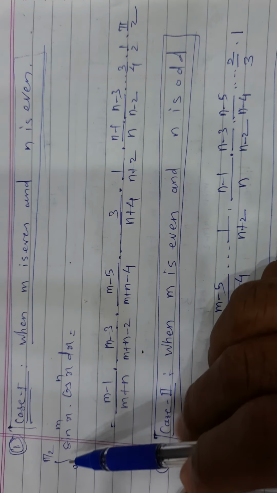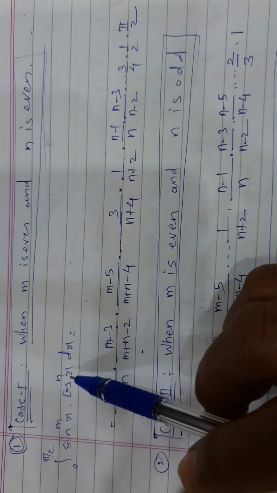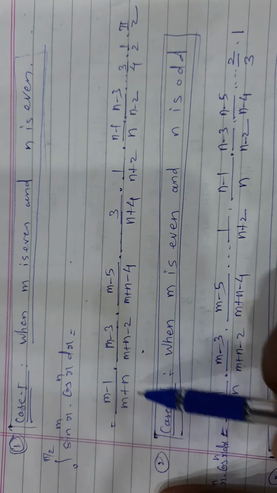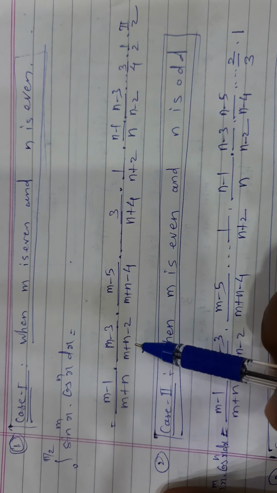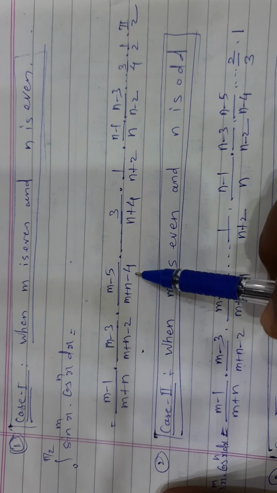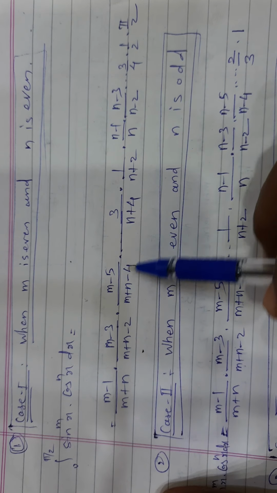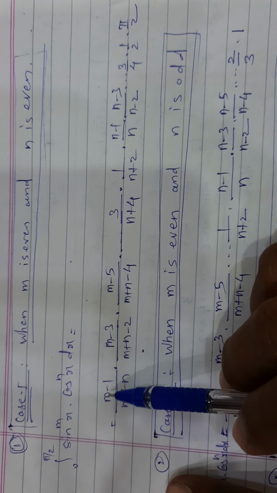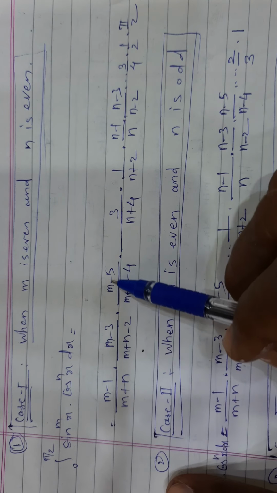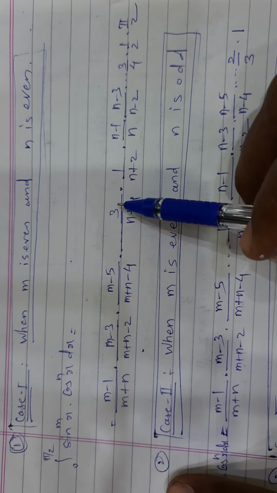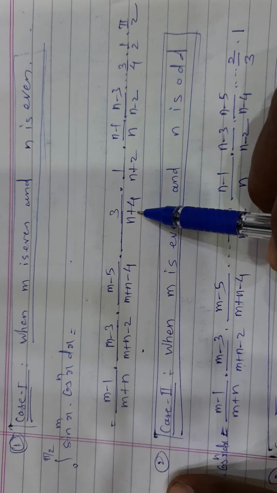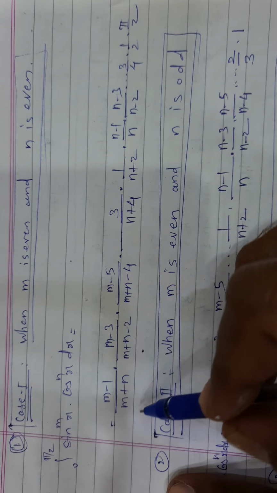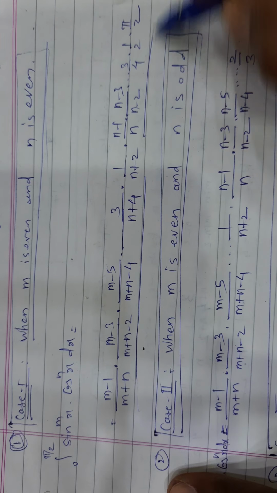Integration from 0 to pi by 2 of sin raised to m x into cos raised to n x with respect to x is: at the denominator m plus n, m plus n minus 2, m plus n minus 4 up to, and at the numerator m minus 1, m minus 3, m minus 5 up to 3 upon n plus 4 into 1 upon n plus 2. This is one part, and what will the other part be?